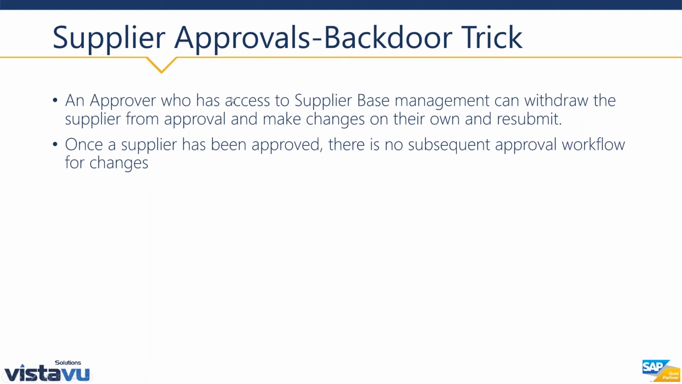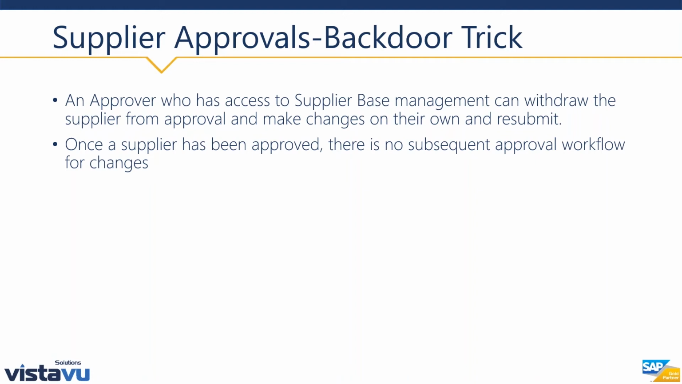So an approver who has access to supplier-based management can also withdraw the supplier from the approval process, make changes on their own, and then resubmit it. So basically, what that means for you is, in all of the other approval processes within ByDesign, an approver only has the option to approve, reject, or send back for revision. They can't actually make changes themselves.